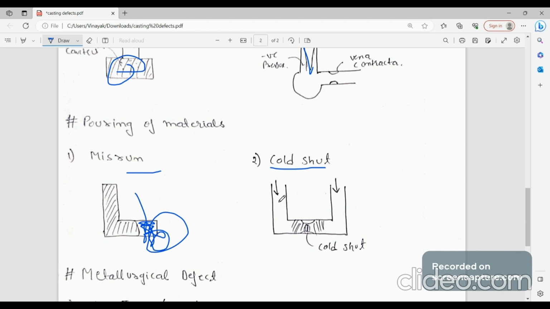And one more is cold shut. Here we pour material from two sides, but when the two streams join, due to the different directions they will not fuse properly, and this is known as cold shut. So these are the two defects in pouring of materials. This can be avoided by improving the fluidity of molten metal and improving the surface finish of the mold cavity.